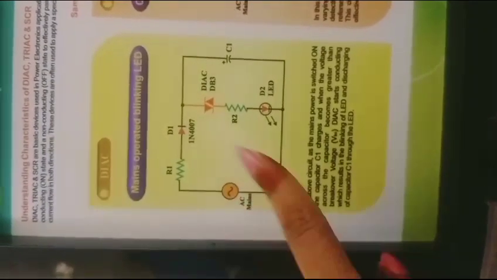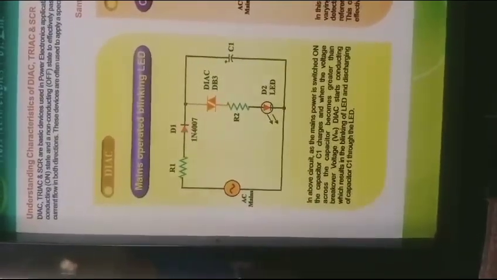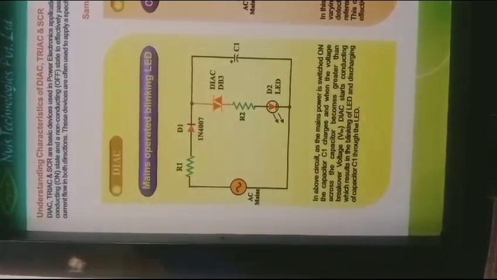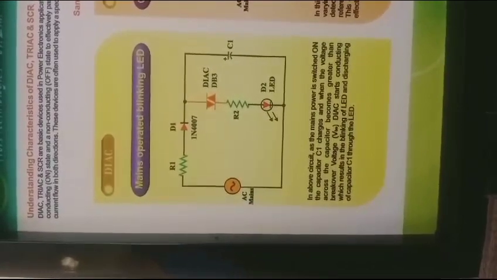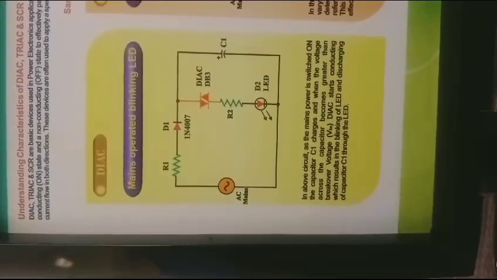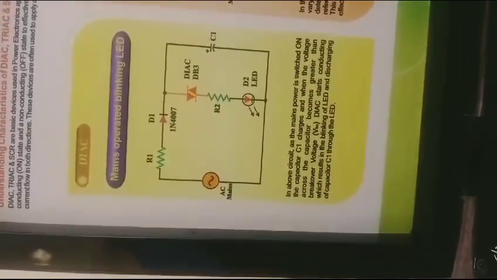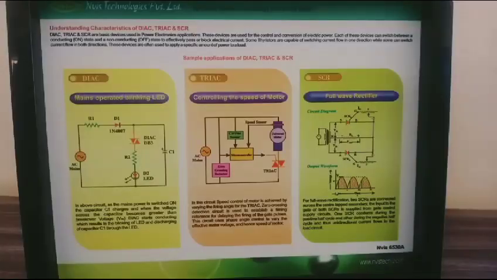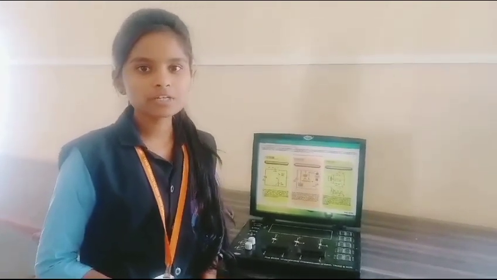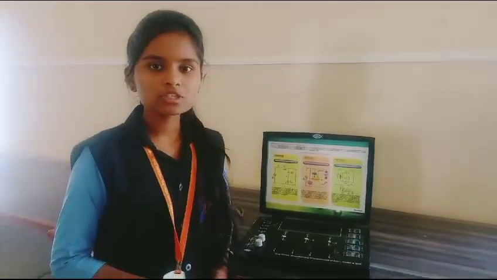Diac. This is the circuit diagram of a diac mains-operated blinking LED. In the above circuit, as the mains power is switched on, capacitor C1 charges, and when the voltage across the capacitor becomes greater than the breakover voltage, the diac starts conducting, which results in the blinking of the LED and the discharging of capacitor C1 through the LED. Diac is mainly used in lamp dimmers, fan speed regulators and temperature controllers.